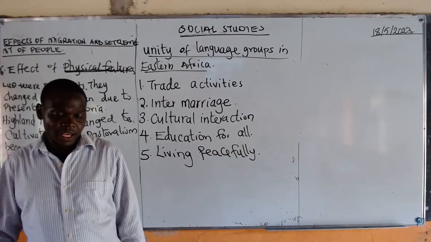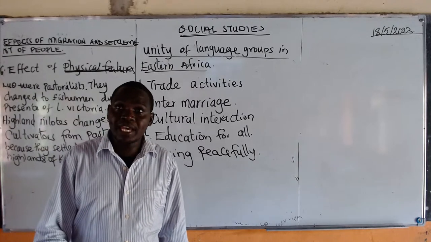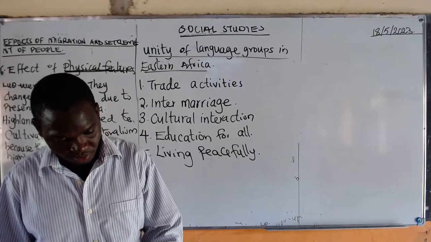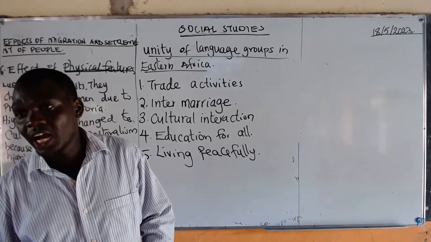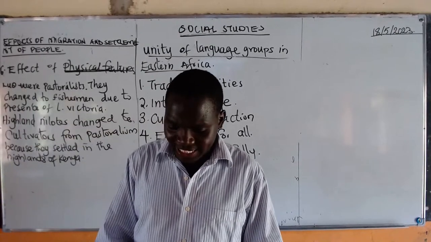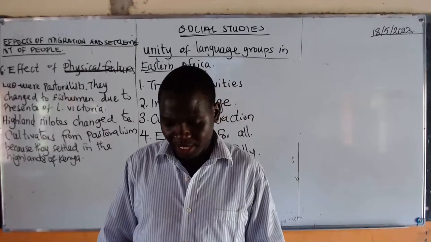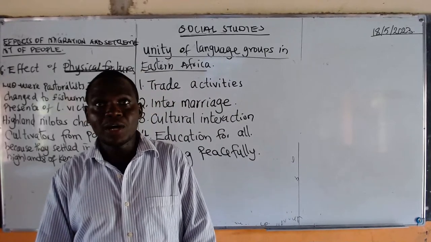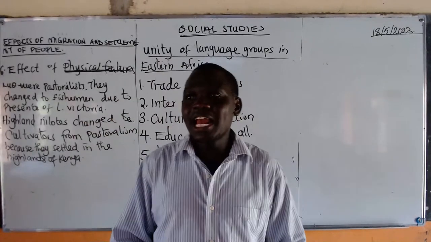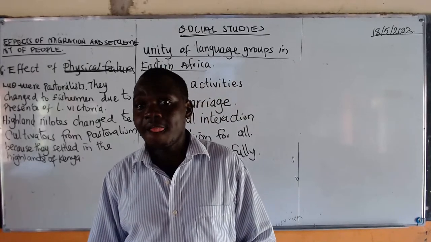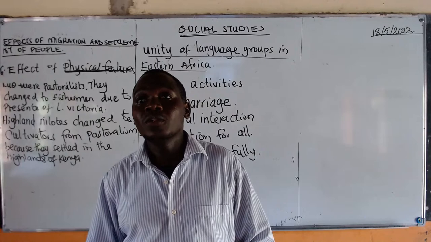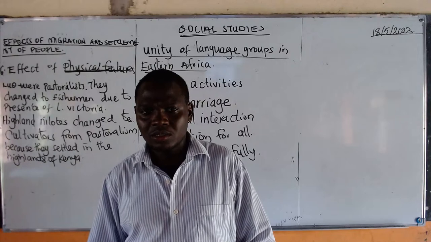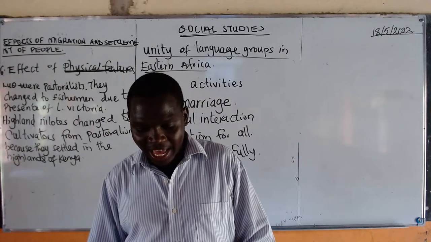Now, can we go to page 61? Are you there? Every learner go to page 61. Are you there? Can we look at number one? List the main language groups in Eastern Africa. Raise up your hand. List the main language groups in Eastern Africa. Bantu, Kushite, Nilote, Semite.